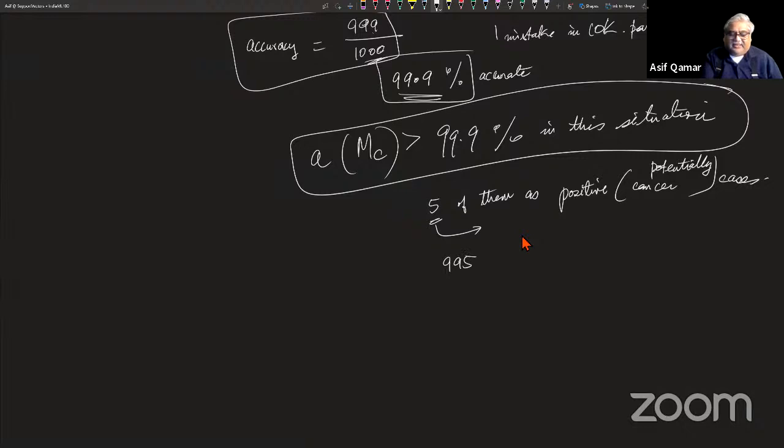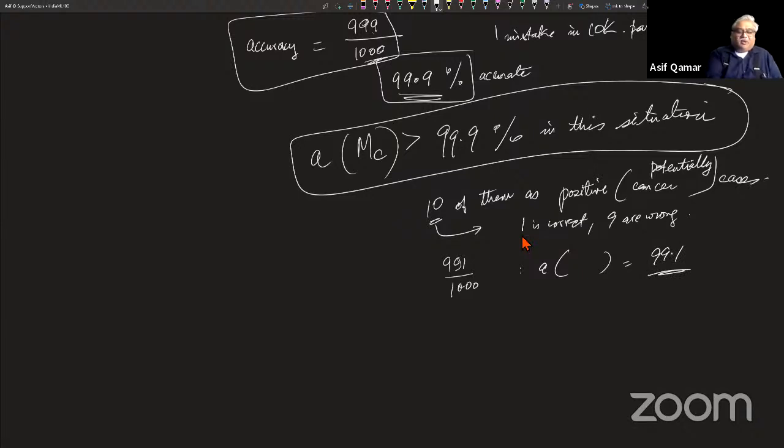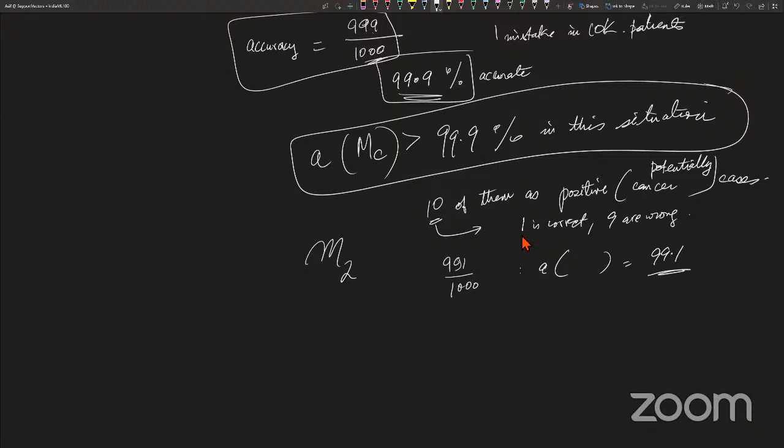Or why go at 5? Let's take 10. Let's say that you predict 10 of them, and you have 990 cases you're right. Actually 991 cases you'll be right, and 9 cases you'll be wrong, because out of this 10, 1 is correct and 9 are wrong, right? And so what happens is your accuracy is much lower. Accuracy is 99.1, much lower than 99.9. But would you consider this model, let me call it M2, would you trust M2 or would you trust M1, the previous model? Yeah, M1. Come again? M2. 99.9.